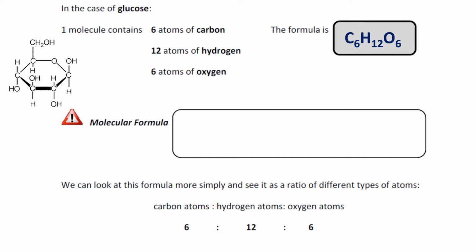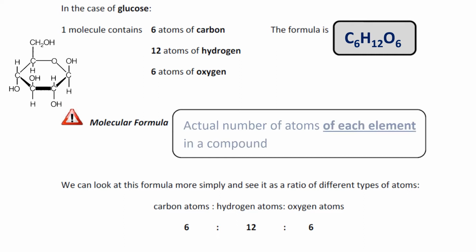C6H12O6, because the definition of molecular formula is the actual number of atoms of each element in a compound. More specifically, it is the actual number of atoms of each element in 1 molecule of a compound. Okay, so each molecule of glucose has 6 carbons, 12 hydrogens and 6 oxygens. There are other types of formulae which we will look at over the next few slides.